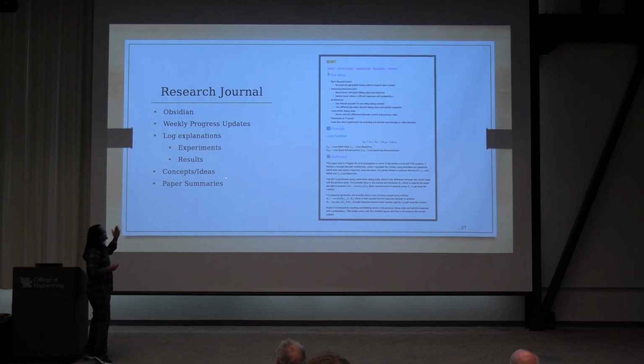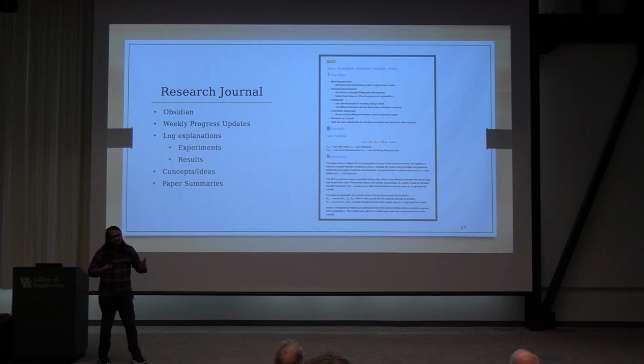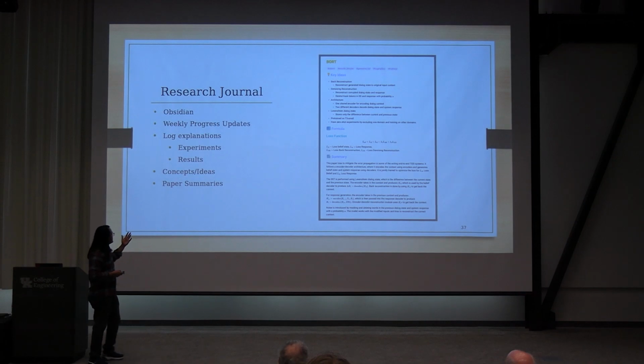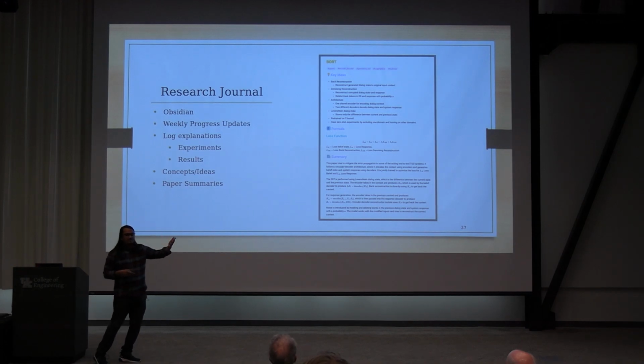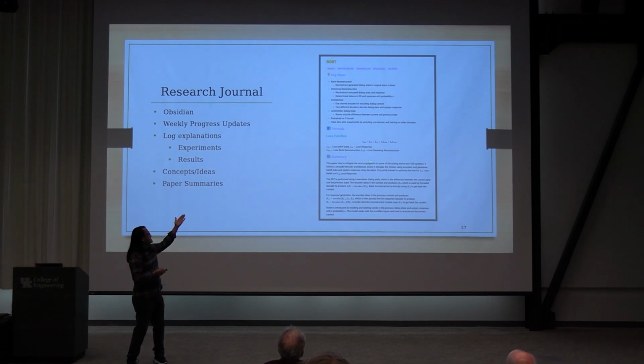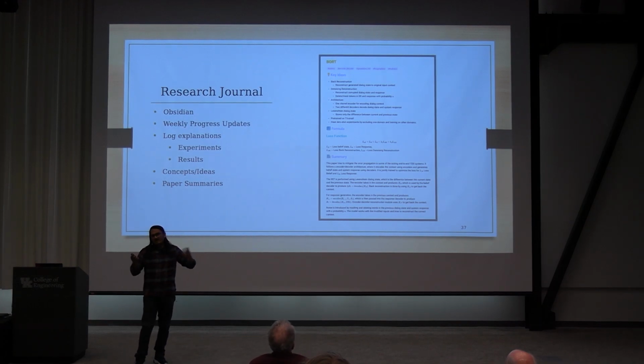Also in your research journal, I log concepts and ideas that come up. And when I'm reading papers that I feel would be useful, I just add that paper summary there. So later on, when I'm writing the related works of a paper, I can go through this summary and quickly get an idea of what the paper was about.